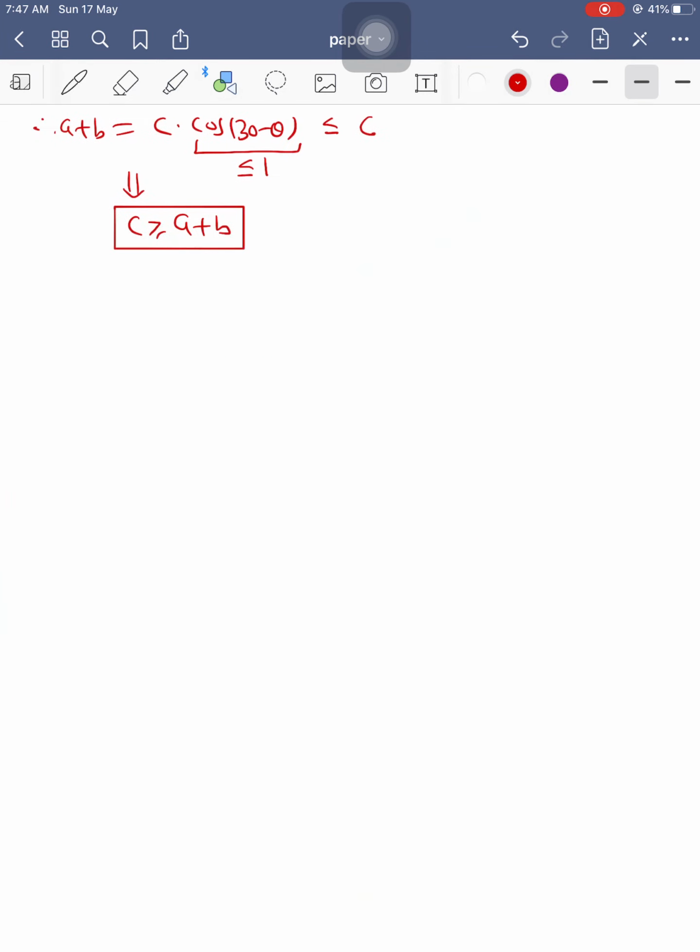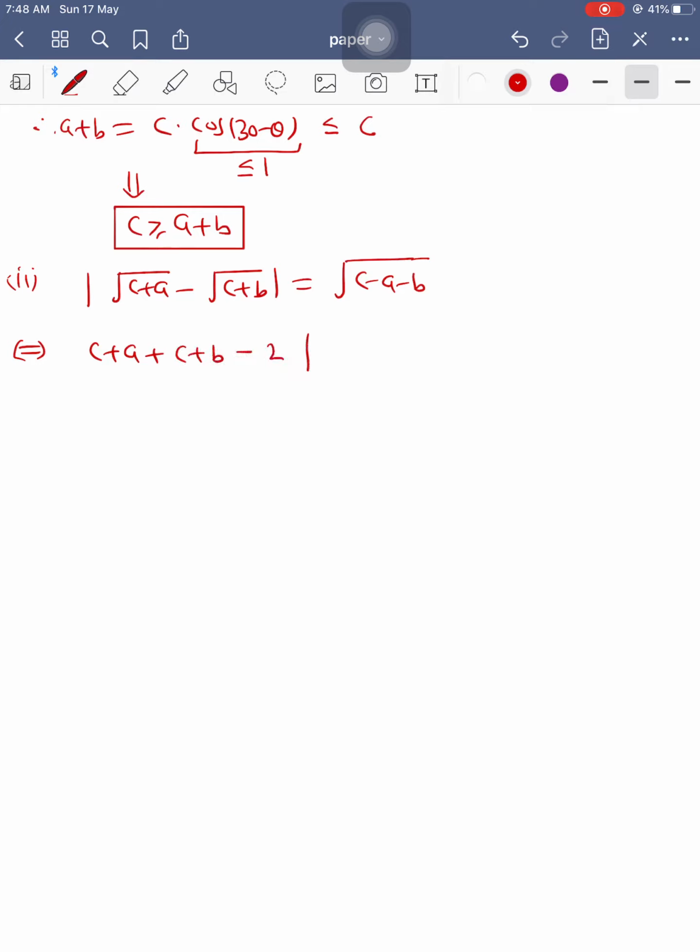Okay. Now, in the second part, we have to show that root of C plus A minus root of C plus B is equals to root of C minus A minus B. It is equivalent to prove that taking square on both sides, we can write C plus A plus C plus B minus 2 times root of C plus A into C plus B equals to C minus A minus B.